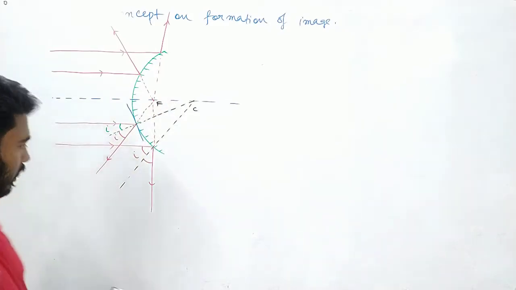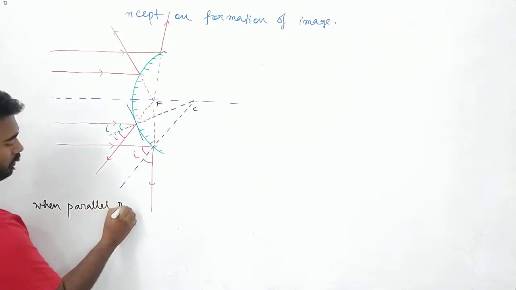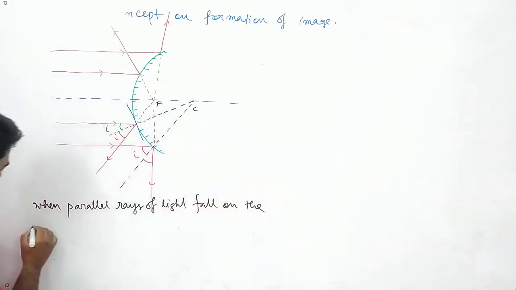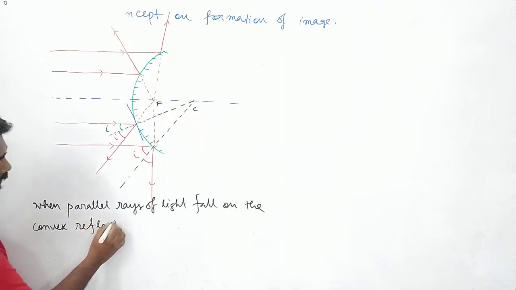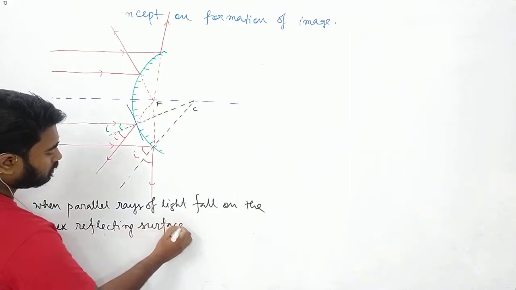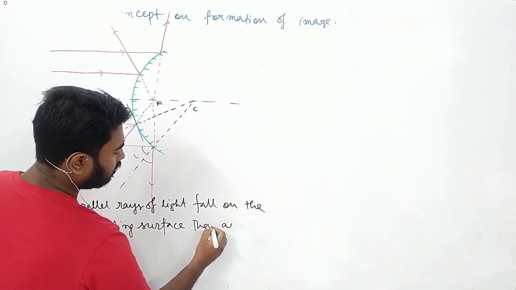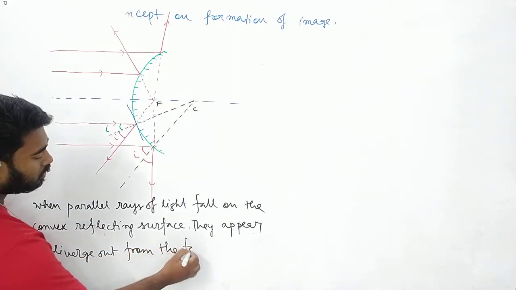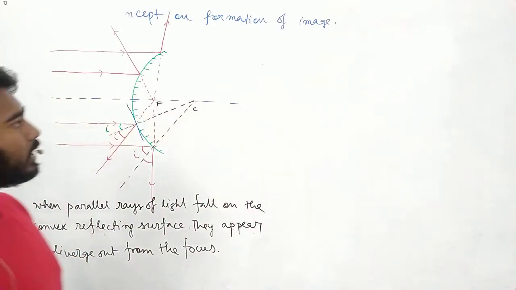Is that clear? So write down: when parallel rays of light fall on the convex reflecting surface, they reflect or diverge out, they appear to diverge out from the focus. Is that clear? Is the concept clear?